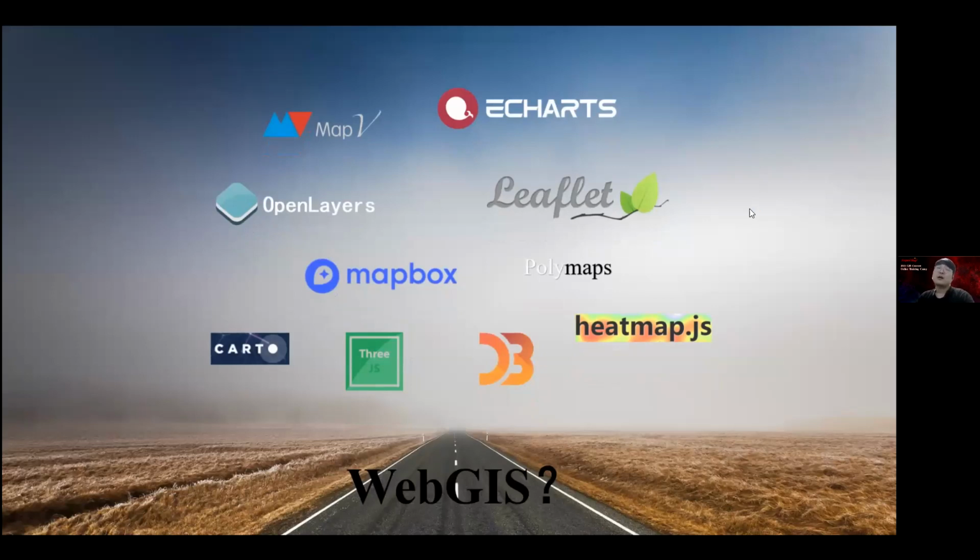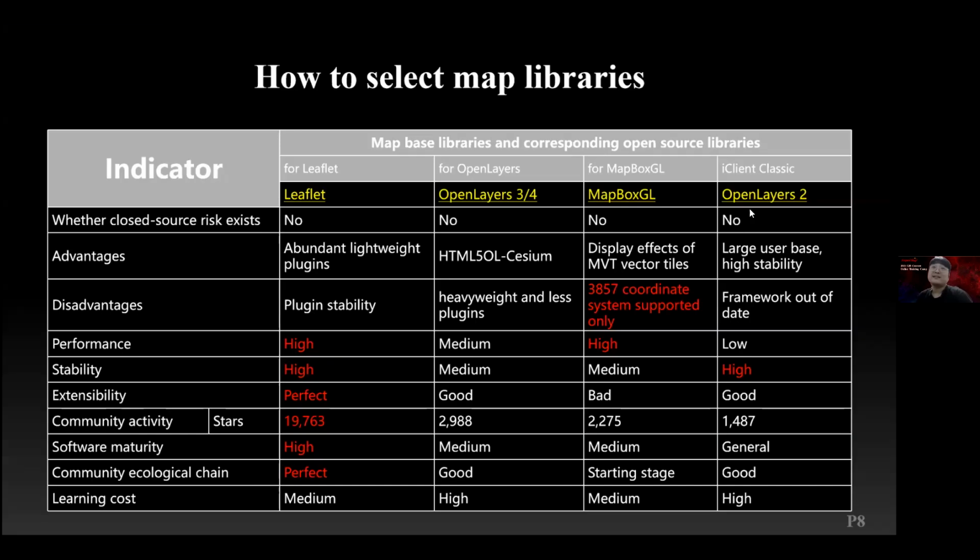Okay, but earlier I introduced you to a lot of frameworks, such as OpenLayers, Leaflet, Mapbox, the DB, and eCharts. So how to choose them? Here is how to select the map libraries.